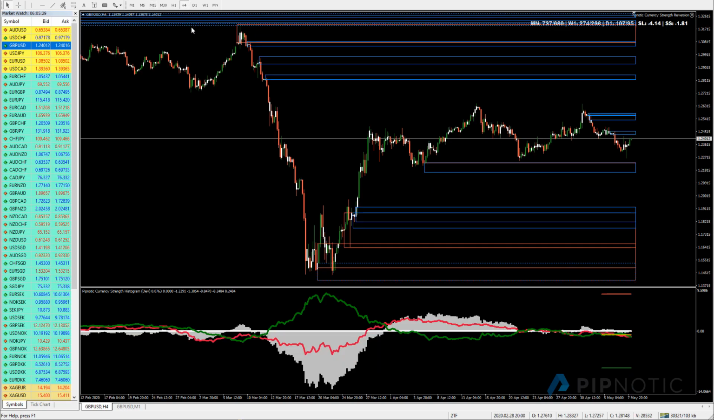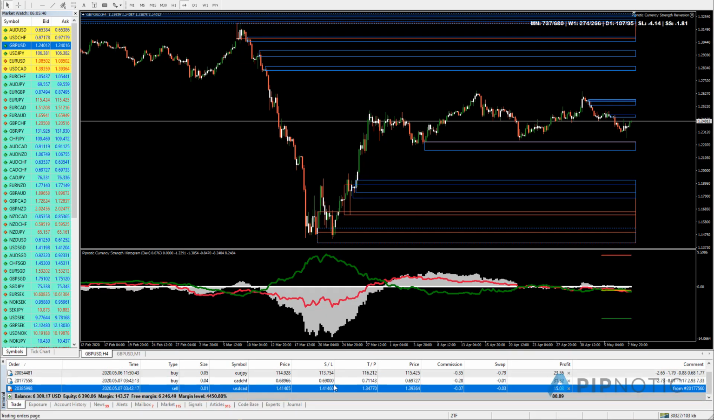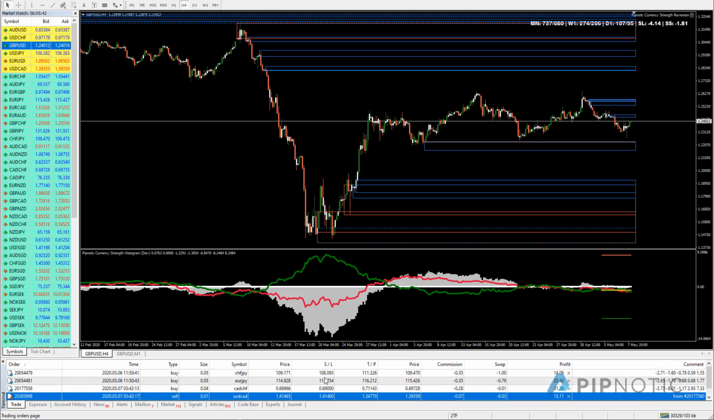Cool. Okay, that was a bit of currency strength, but we've had some positions on over the past couple of days. So let's have a look at those. So we have these ones that we're still in. We got into a couple of trades.